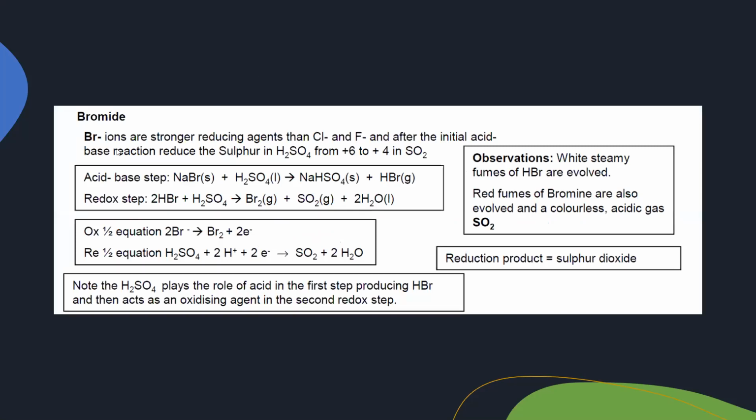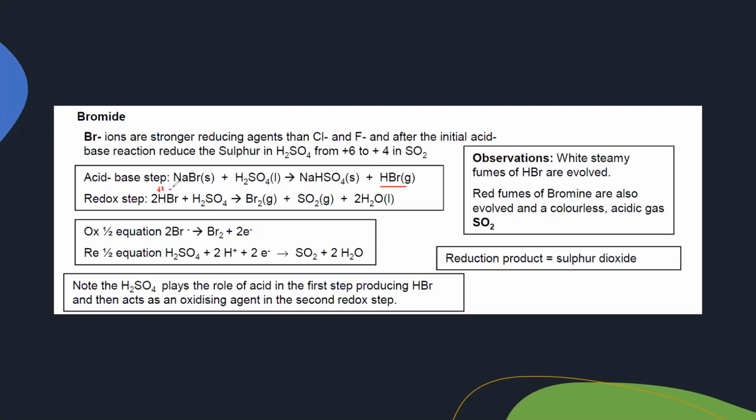But when we carry out the reaction with, say, sodium bromide reacting with sulfuric acid, what happens? First, there is an acid-base reaction. It will form sodium hydrogen sulfate plus hydrogen bromide. Now this hydrogen bromide reacts with sulfuric acid. The second reaction is a redox reaction. How is the second reaction a redox reaction?